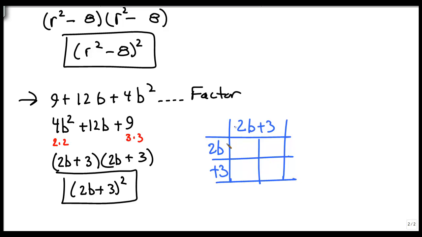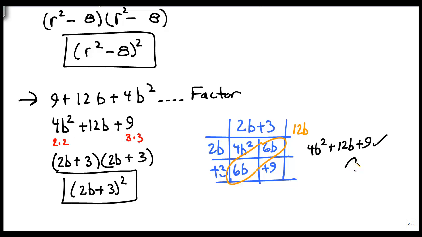Okay, 2b times 2b is 4b squared. 6b, 6b, and plus 9. Again, this diagonal, 6b plus 6b would give me that 12b. And so when I rewrite this, I have a 4b squared plus 12b plus 9, which is originally what I started with over here. So I know I have the right answer.